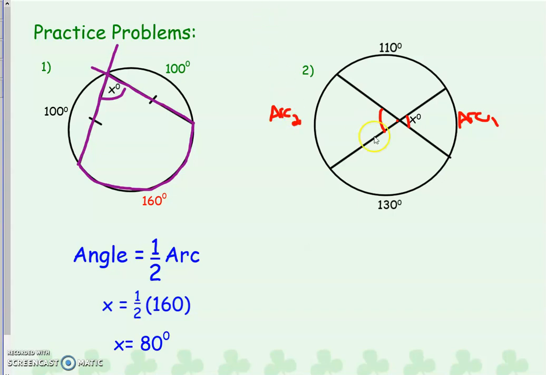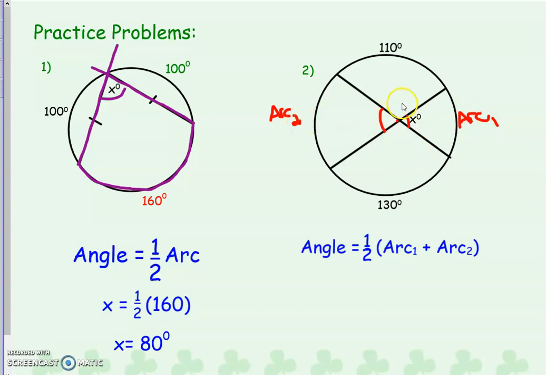And in this scenario, I'm going to use the formula for when the angle's vertex is inside the circle. So that angle's half the sum of the arcs. Now, I don't know what this arc right here measures. There's no indication that either of these chords are diameters. So I don't know what that arc is, or what that arc is.